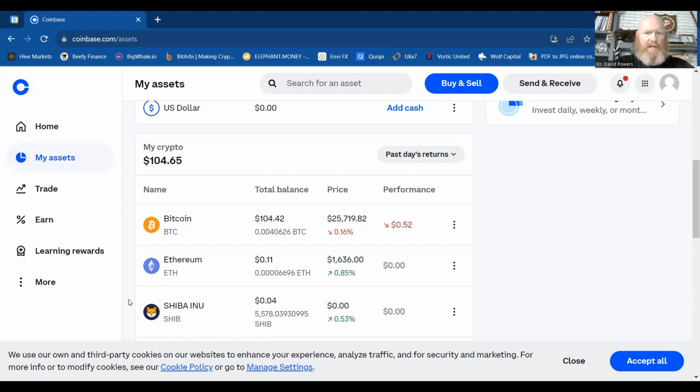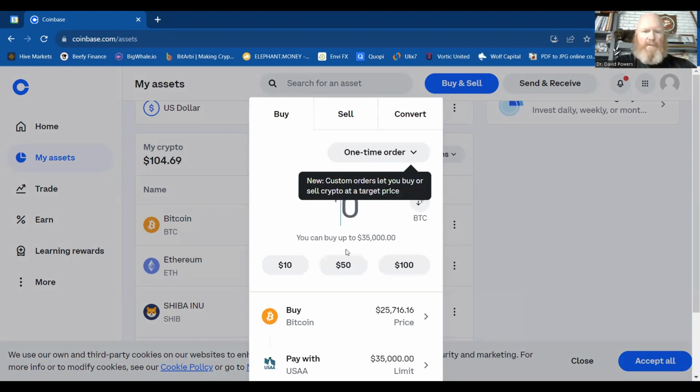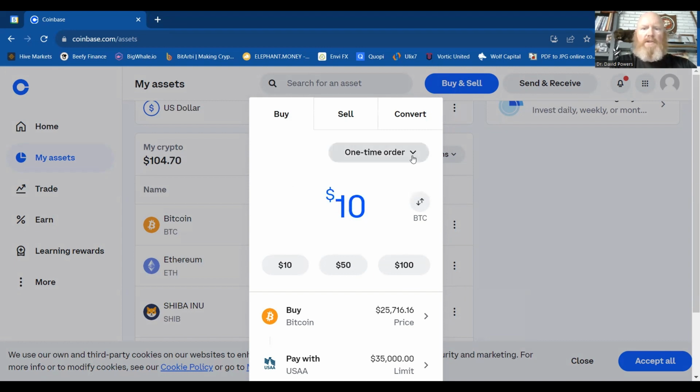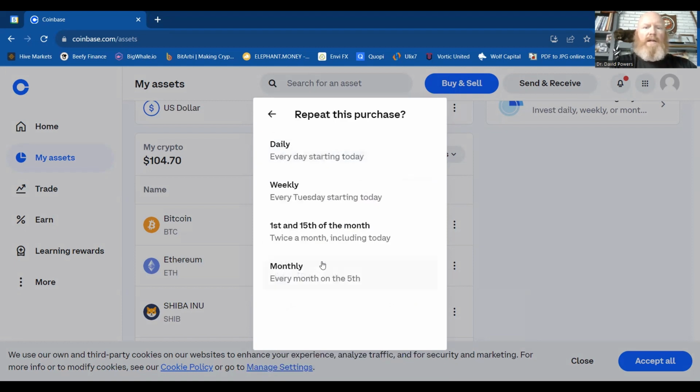So let's go ahead and walk our way through it. On Coinbase, go to Bitcoin right here. Let's hit the three dots. I'm sure there's a fancy name for the three dots on the right. And we're going to buy. All right, it popped up pretty quick. So let's go ahead. I'm going to do a small one. All right, so $10. And we're going to do a recurring buy.